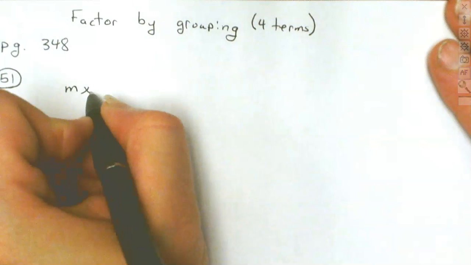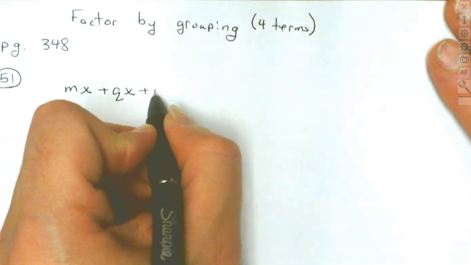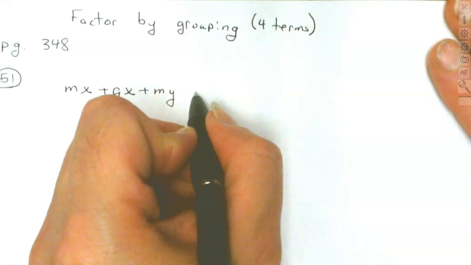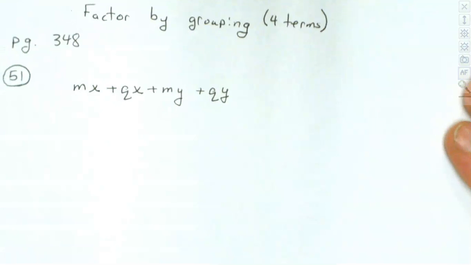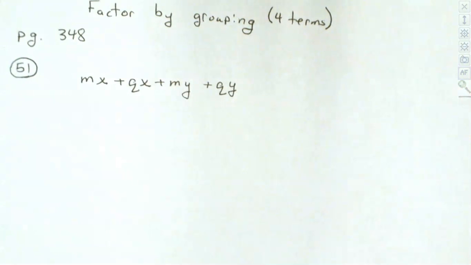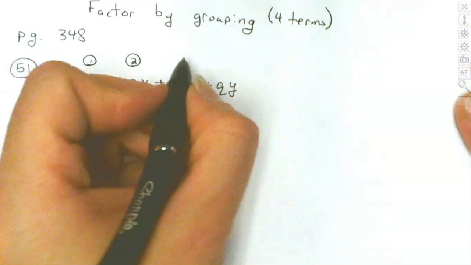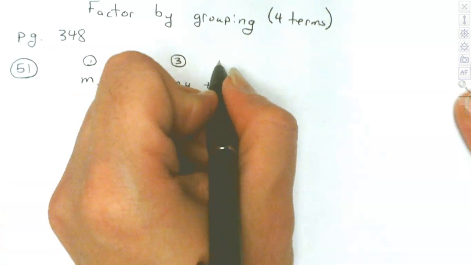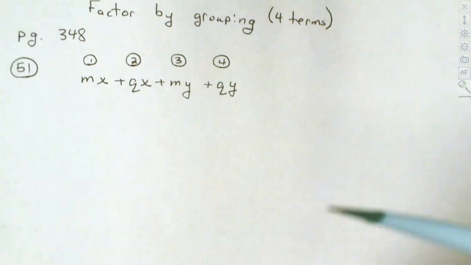And this is mx plus qx plus my plus qy. Now, first thing I do is I count the number of terms. Terms are again separated by addition or subtraction. So it looks like I've got 4 terms total. So I'm going to factor by grouping. And what we do is we group the first 2 together and the last 2 together.